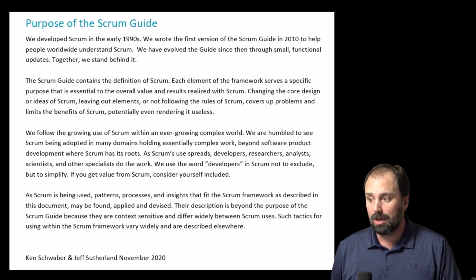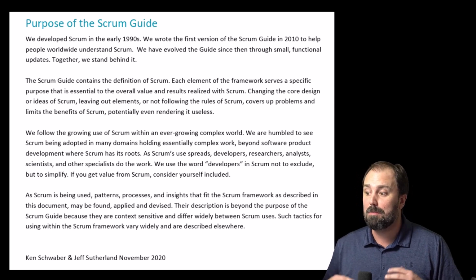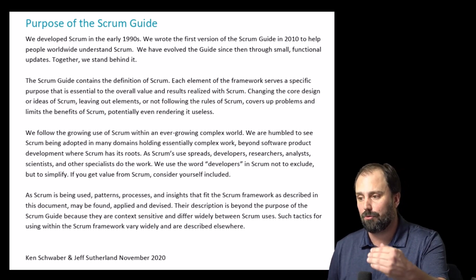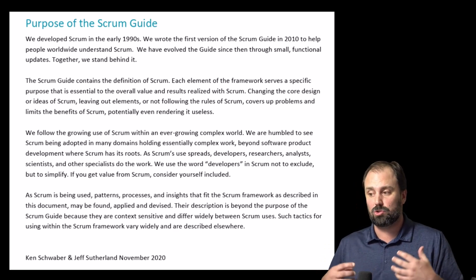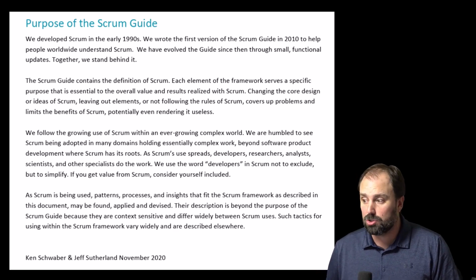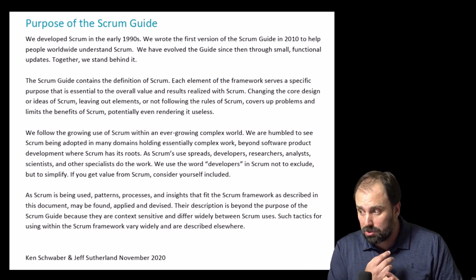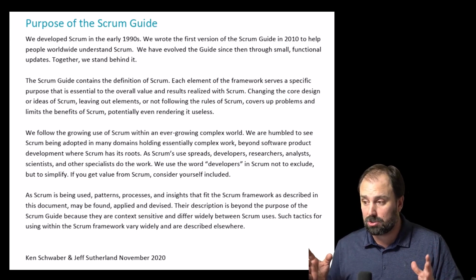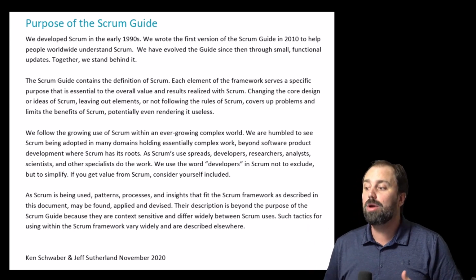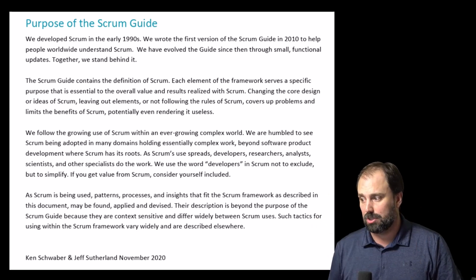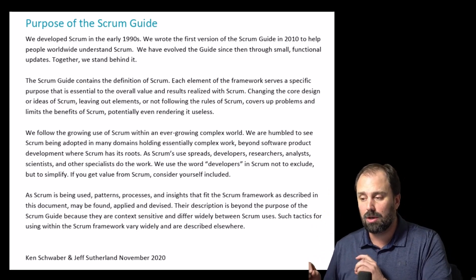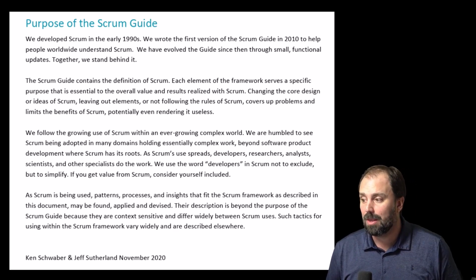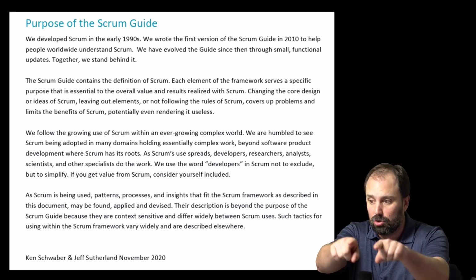We are humbled to see Scrum being adopted in many domains, holding essentially complex work, beyond software product development where Scrum has its roots. As Scrum's use spreads, developers, researchers, analysts, scientists, and other specialists do the work. We use the word developers in Scrum not to exclude, but to simplify. If you get value from Scrum, consider yourself included.